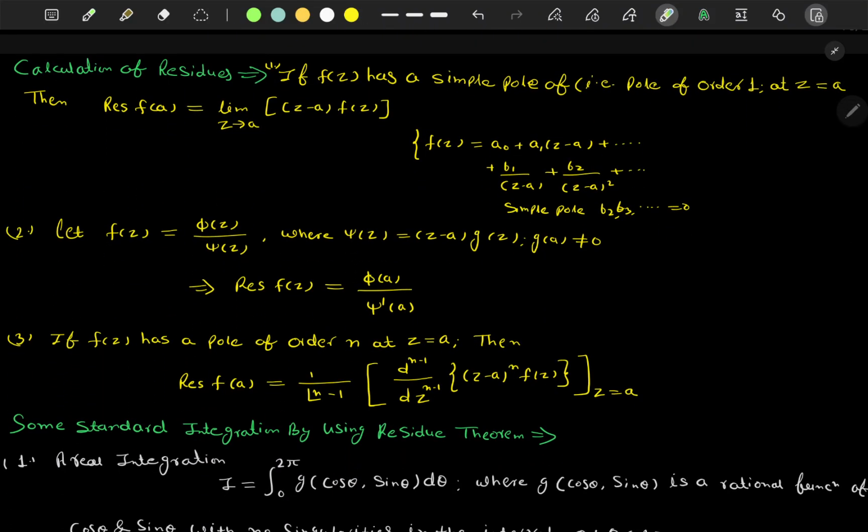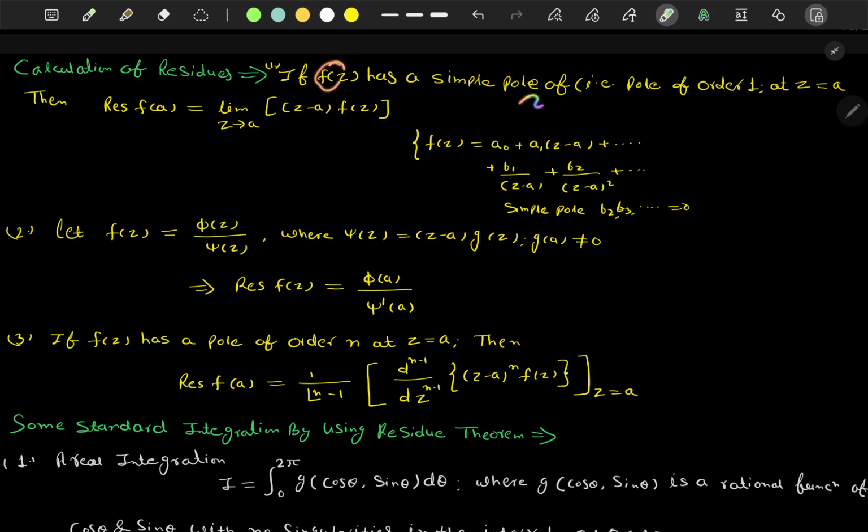Now, calculation of residues. There are three ways to calculate the residues of a function. And why are we calculating residues? Because we have to find the value of complex integration. This way we can bypass the complex integrations in a very convenient way, and we get the values of those complex integrations.